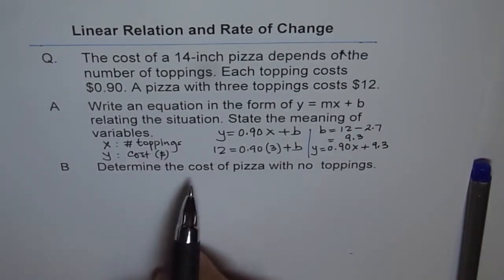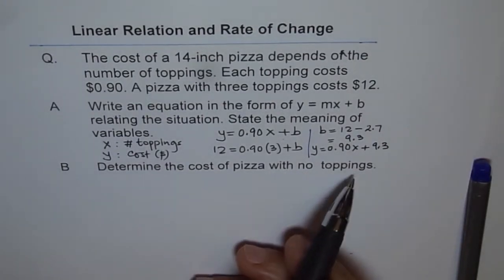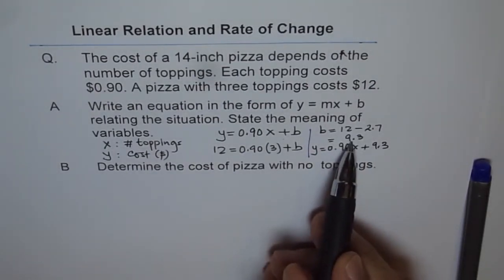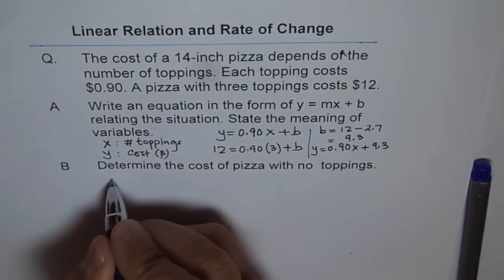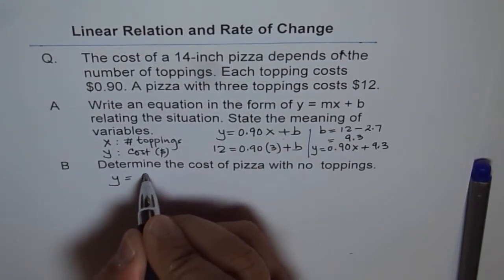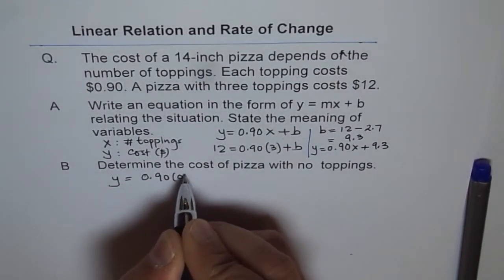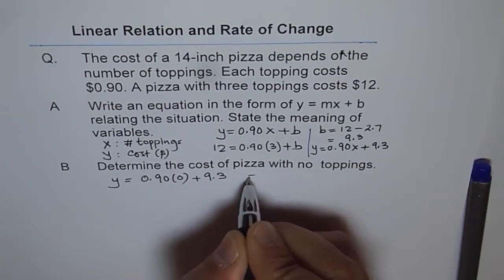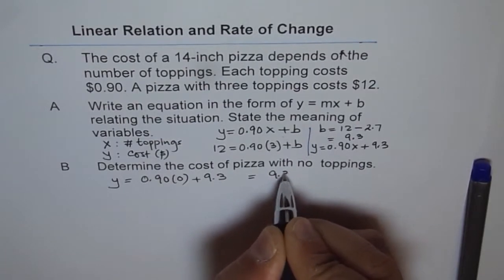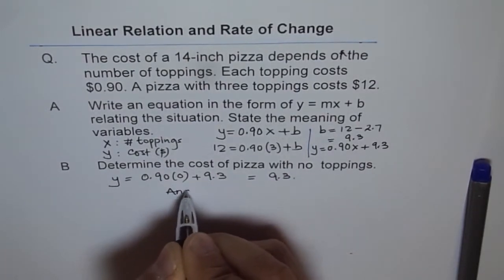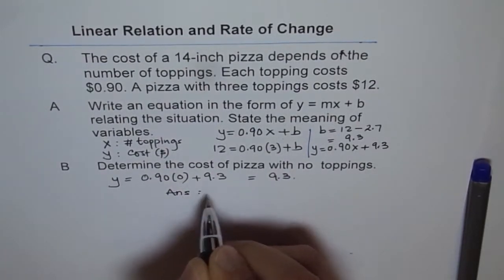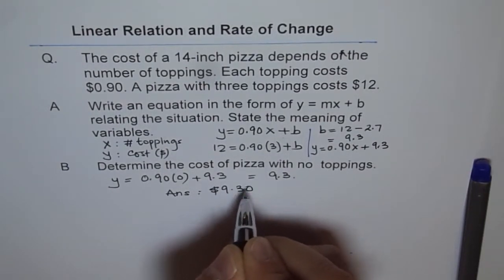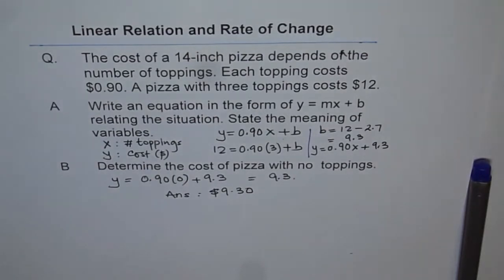Part B is determine the cost of pizza with no toppings. If x is 0, then the cost is 9.3. That is what we found, right? So y equals 0.90 times 0 plus 9.3, right? And that gives us 9.3. And therefore, our answer is the cost of the pizza without topping will be $9.30, correct? That is how it is.